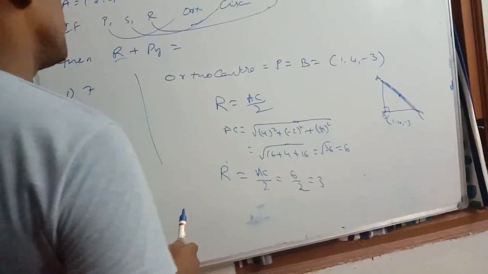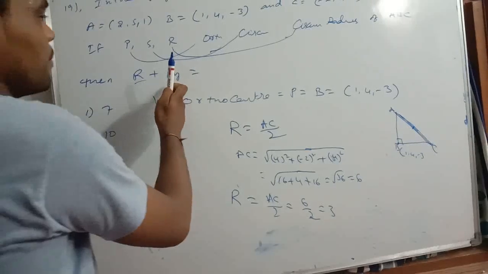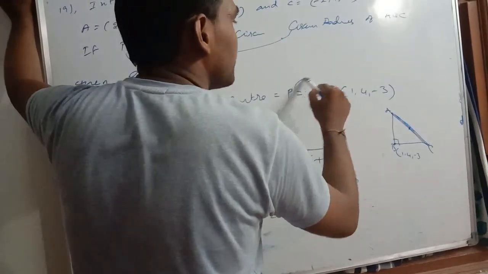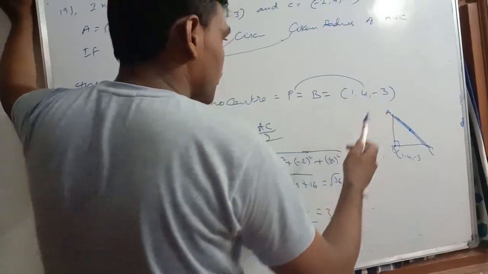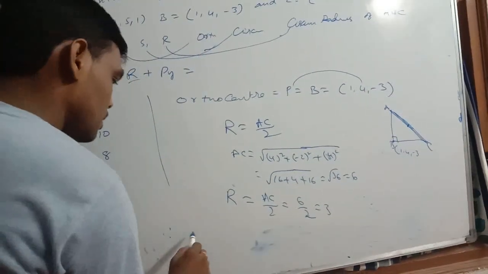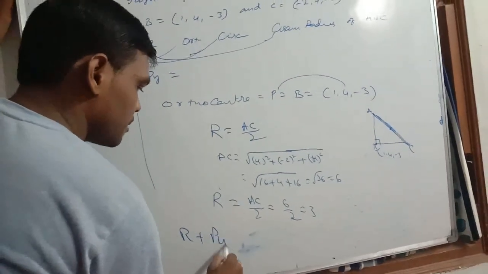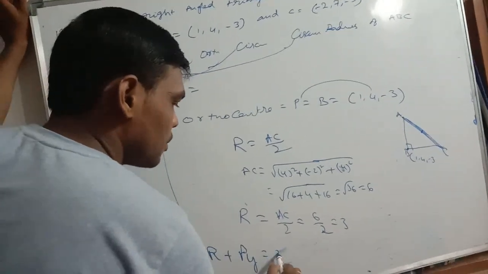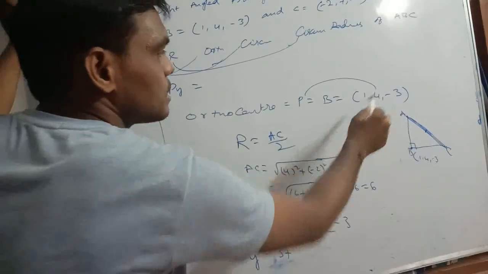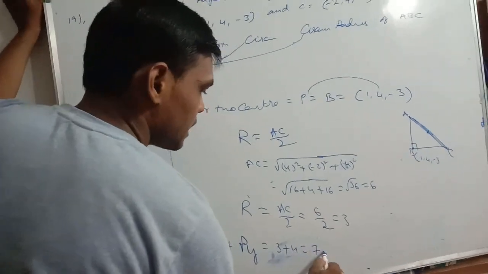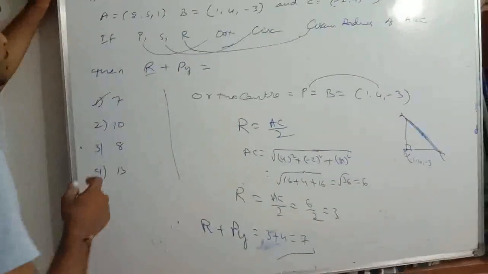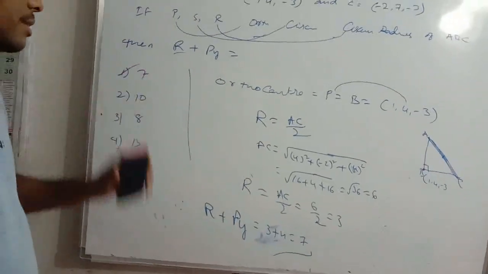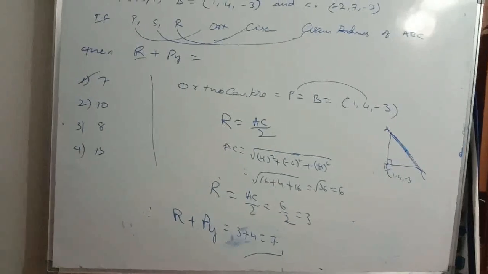Now the y coordinate of the point P is 4. Therefore R plus Py, that means R value is 3 plus the y coordinate of the point, which is 4. This is 3 plus 4 is equal to 7. Now the answer is the first option, which is 7. Okay, write down.